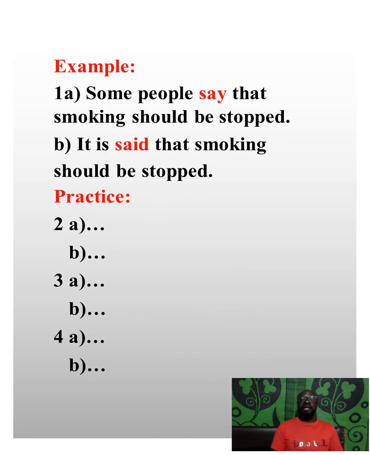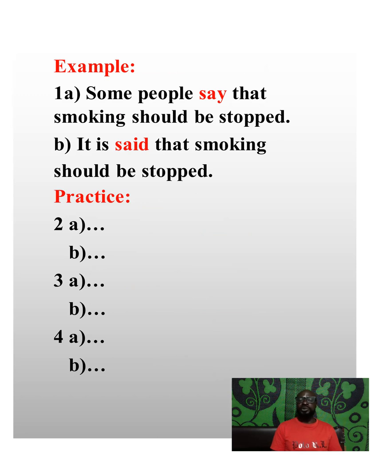Example 1A. Some people say that smoking should be stopped. B, it is said that smoking should be stopped. So the first, in part A, we are using say. In part B, we are using said. I have done say and said for you.